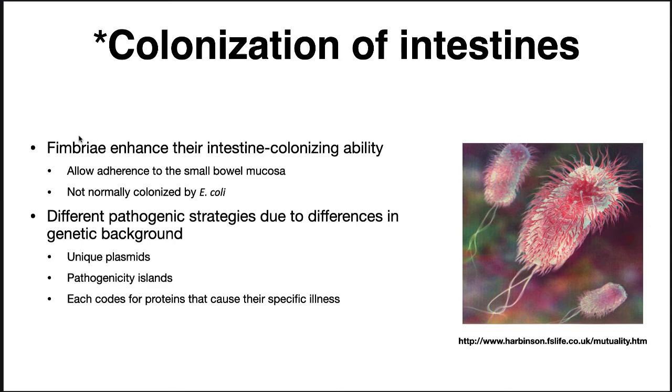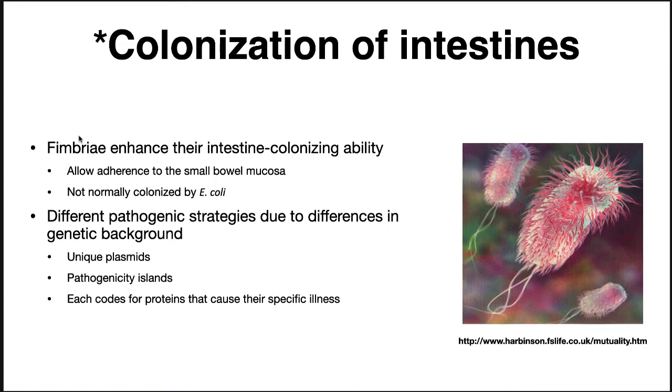So first of all, I want to say a little bit about colonization. All of these E. coli strains that colonize the intestines, the ones that cause gastrointestinal infections, have fimbriae, and these enhance their intestine colonizing ability. They allow adherence to the small bowel mucosa. Normally, commensal E. coli will live in the colon, not the small intestine. The different pathogenic strategies are due to differences in the genetic background. They'll either have unique plasmids, unique pathogenicity islands, or they will code for proteins in other places that cause the specific illness.